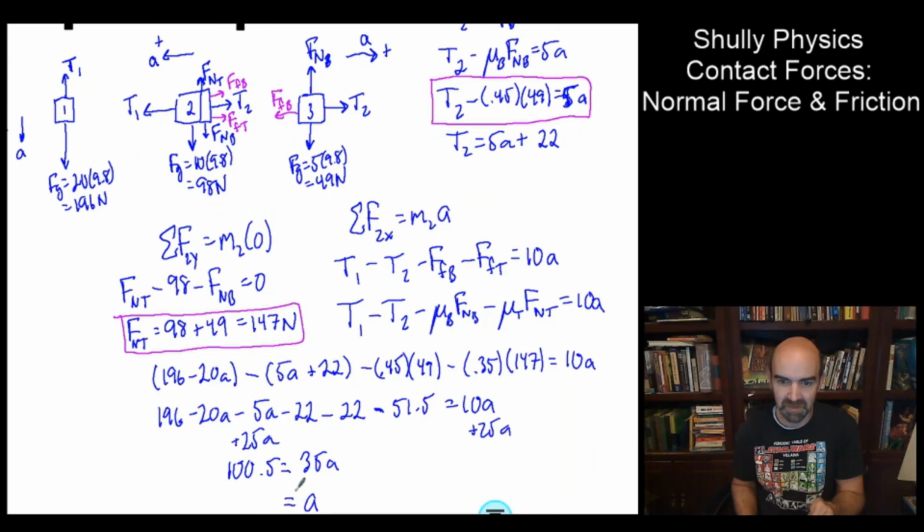It's cleaning up. 100.5 divided by 35 is 2.87. You get to the end and you're like, oh, that's not exciting. We're at the end. We did all that work and it's just a little number.